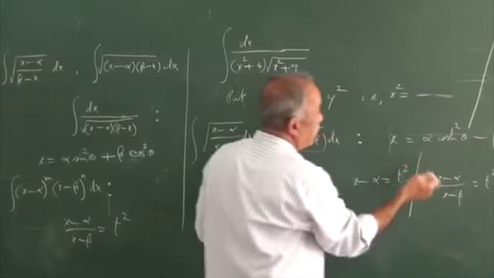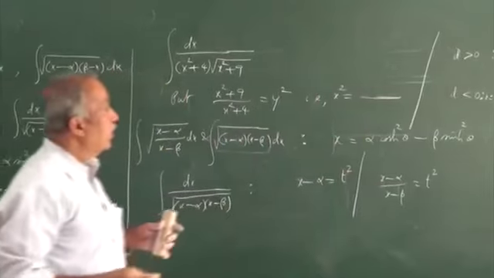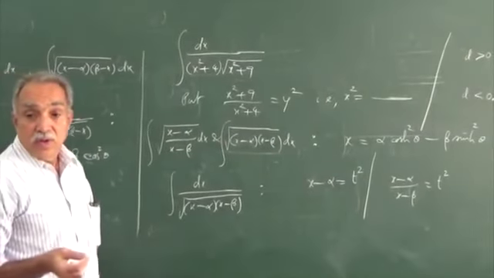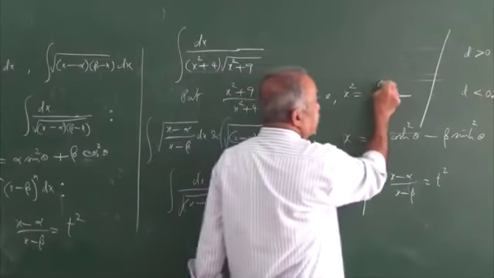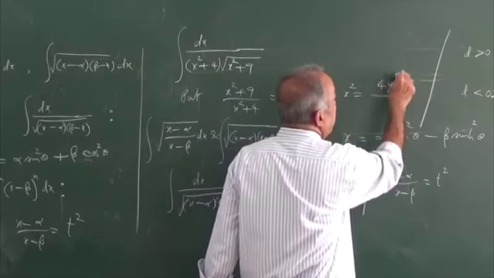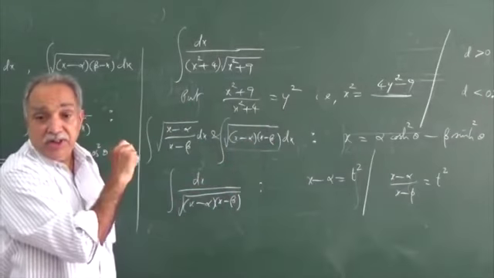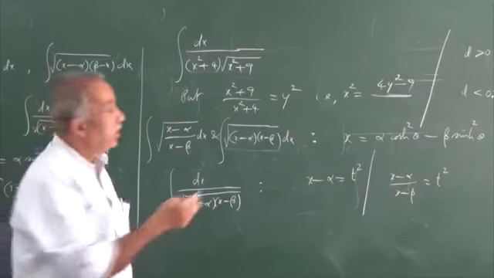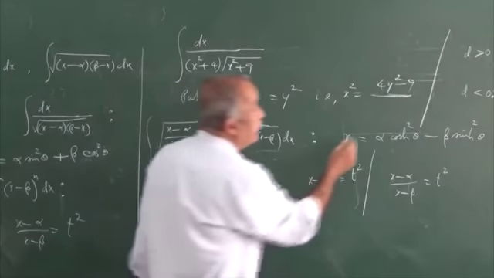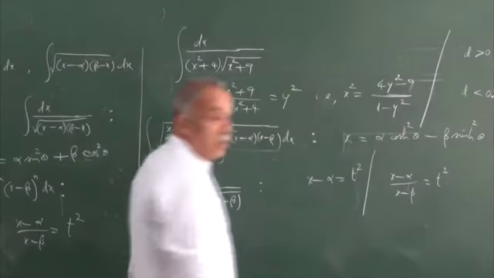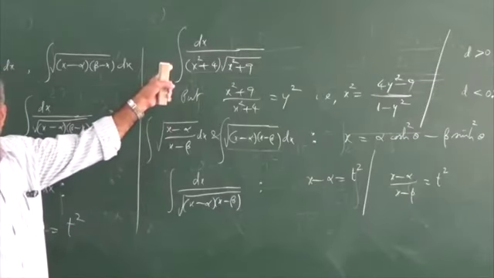X square equal to 4y square minus 9. I am just cross multiplying, separating terms containing x square from those not containing x square. 4y square minus 9 divided by x square coefficient. With the help of this, I can find a replacement for dx.